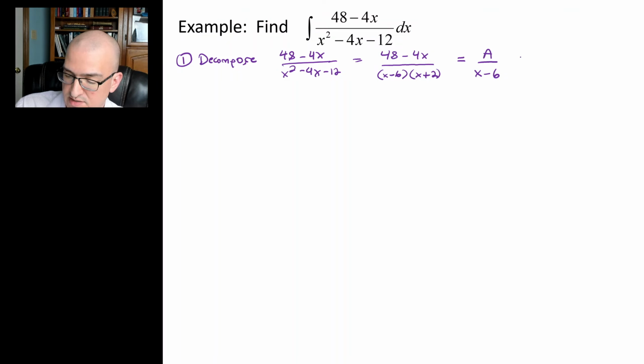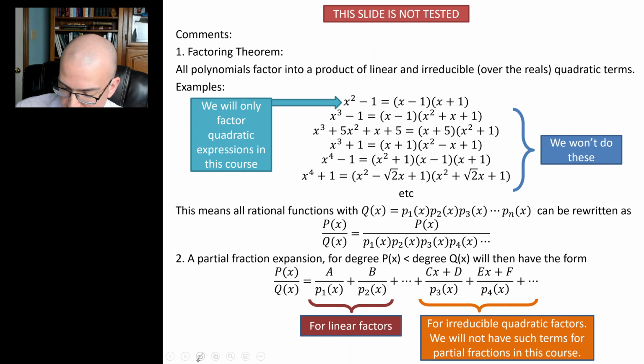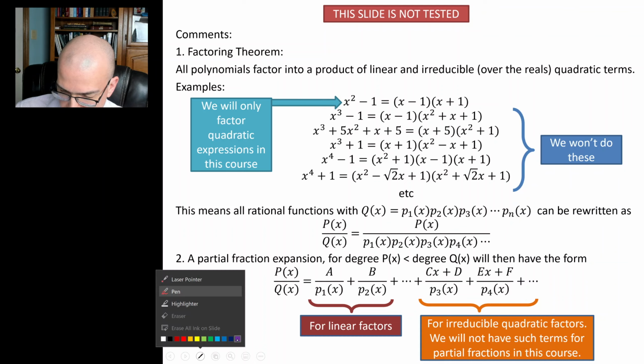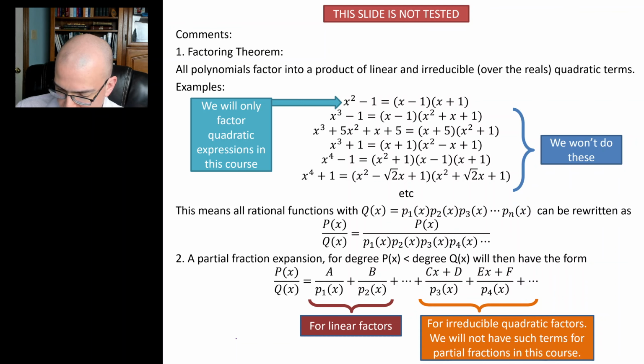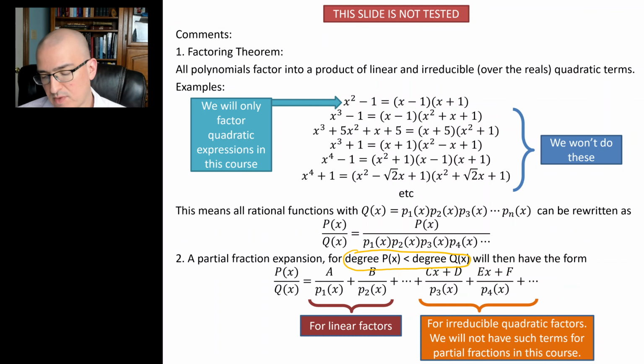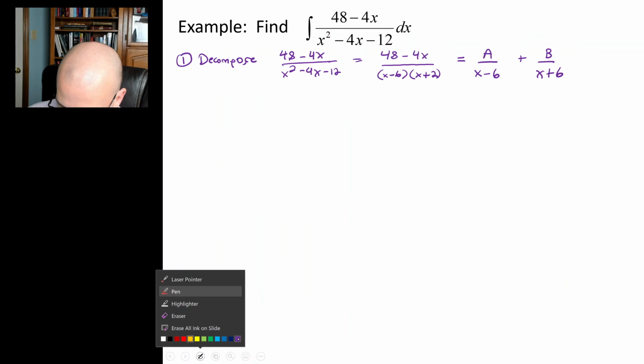And actually, I'll jump back to something mentioned in the last video. I forgot to highlight this part here. The degree of the top polynomial must be lower than the degree of the bottom polynomial for us to be able to guarantee that this type of decomposition can be done without any intermediate steps. So that is important. And it's not important in the example we're working on right now, but it'll be important in a future example. Anyway, back to the problem.